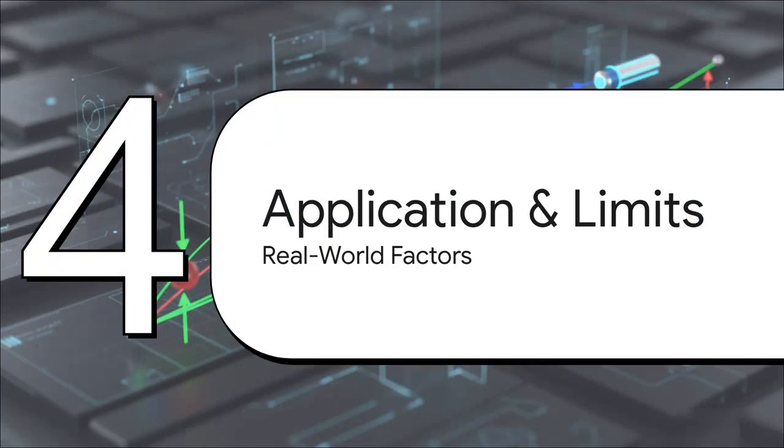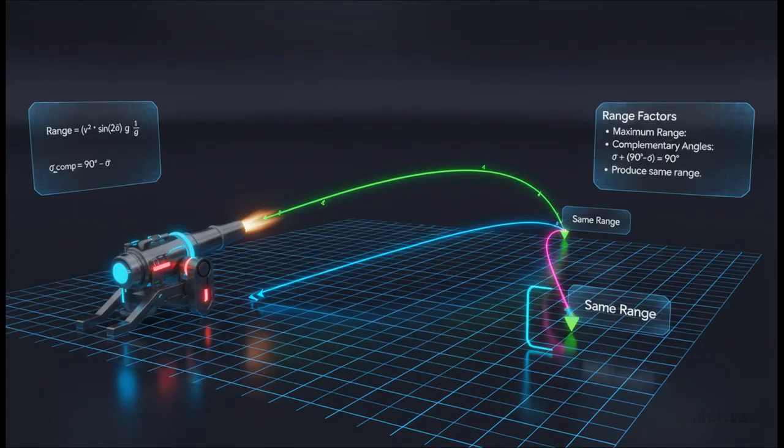So we've got the theory, we've got the formulas, now let's talk about how to use this stuff, and also we need to acknowledge the limitations of our perfect little physics model. If you want to launch something as far as humanly possible, what's the magic angle? Well, in this perfect world without any air resistance, it's exactly 45 degrees. That angle gives you the perfect balance between upward motion to keep it in the air and forward motion to send it down range.